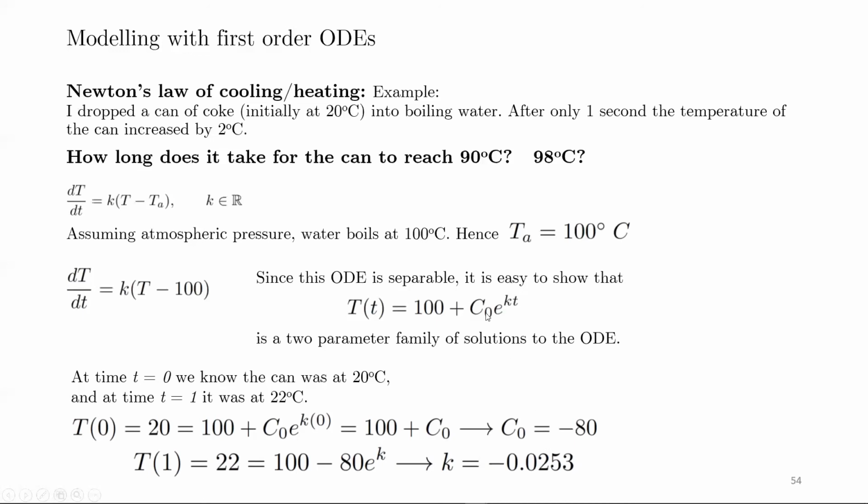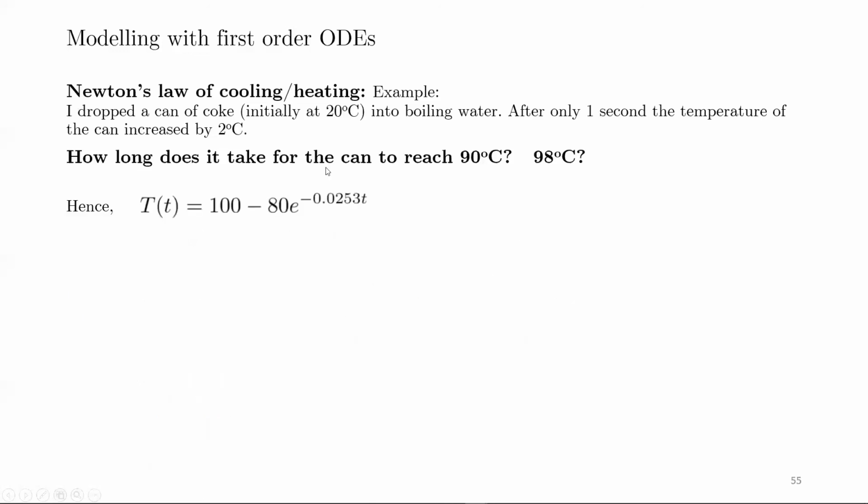Okay, so now I've solved this initial value problem, right? I found the value of C0, which was negative 80. I found the value of k, which is negative 0.0253, which is great. So I've got this lovely solution that changes over time. But again, this solution doesn't answer the question, right? Because the question was actually, how long does it take for the can to reach 90 degrees Celsius? And how long does it take for the can to reach 98 degrees Celsius?